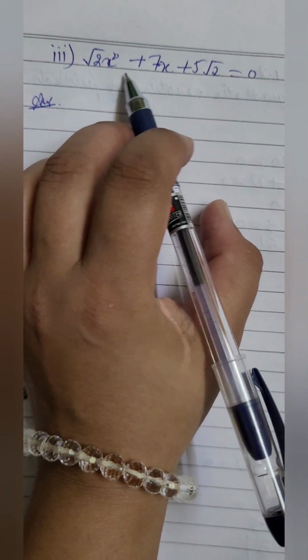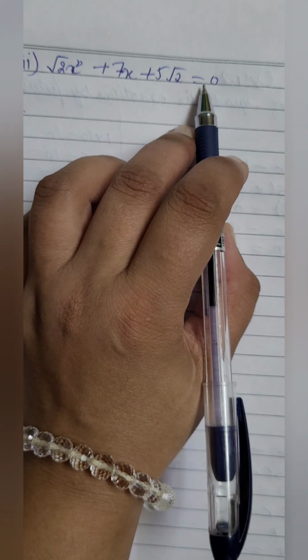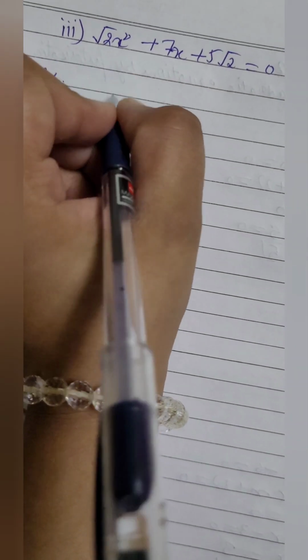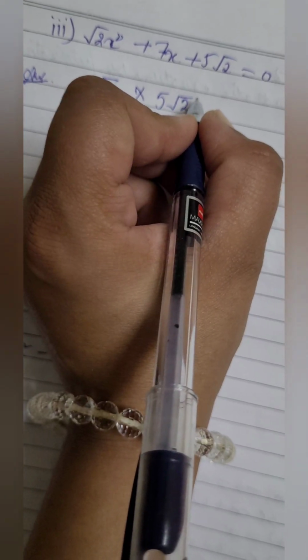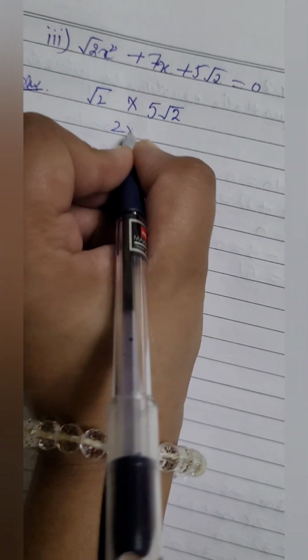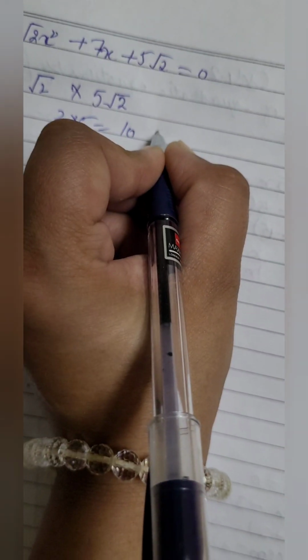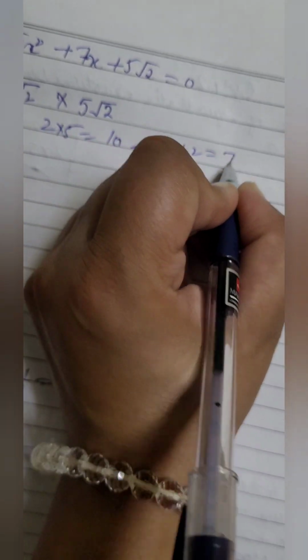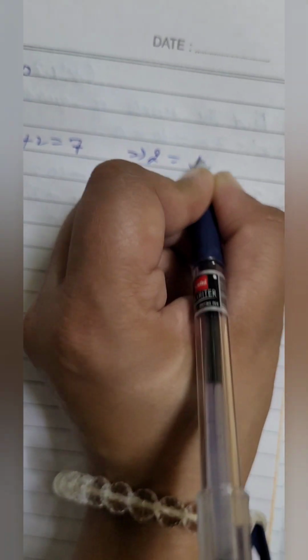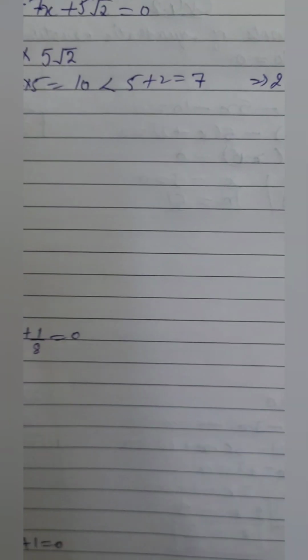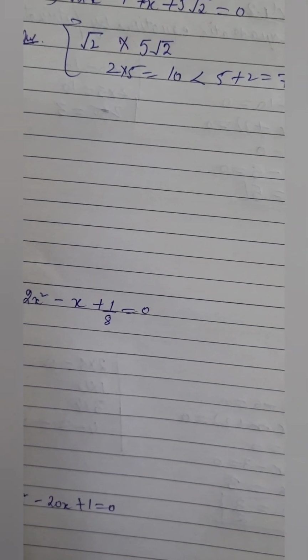The next part says root 2 x square plus 7x plus 5 root 2 equals to 0. For solving this, we have to first multiply root 2 by 5 root 2. We get 2 into 5 is 10, and 5 plus 2 equals to 7. We know that 2 is root 2 into root 2. This is the way to solve it.